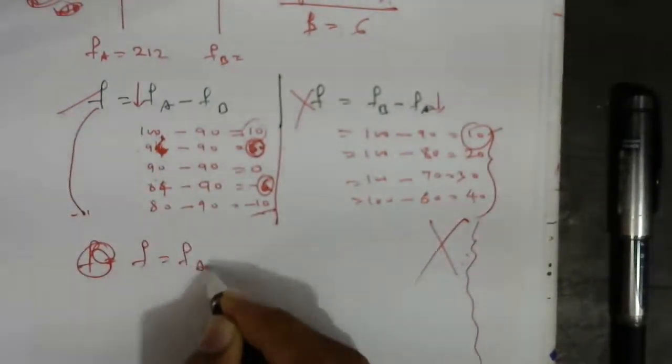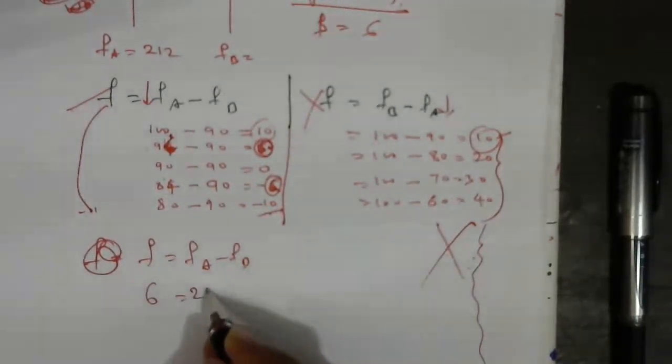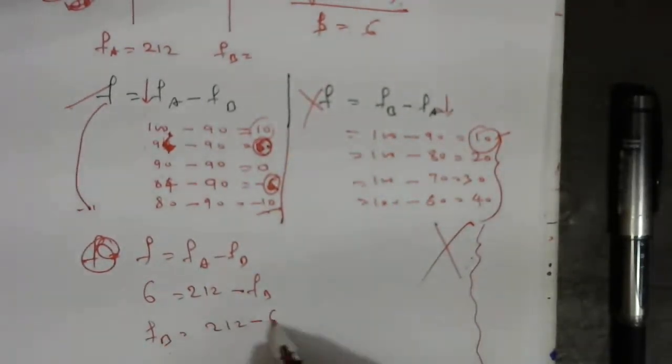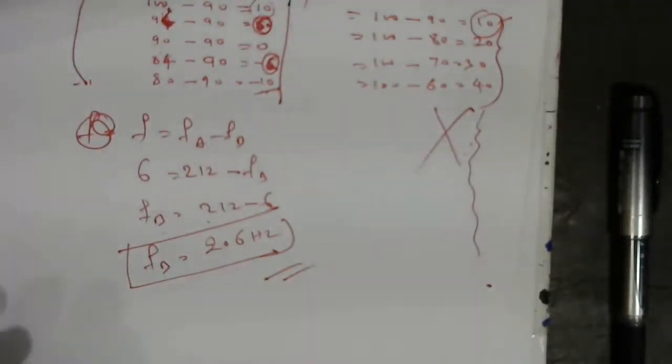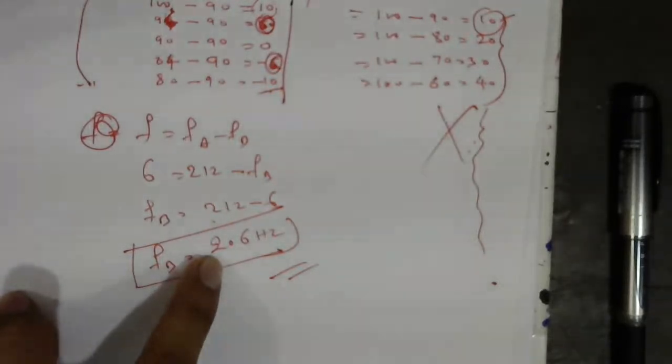F is equal to fa minus fb. We have to use f is 6, fa is 212, minus fb is unknown. FB you take on LHS, 212 minus 6. That FB is equal to 212 minus 6, that is 206 Hertz. Like this we can calculate.